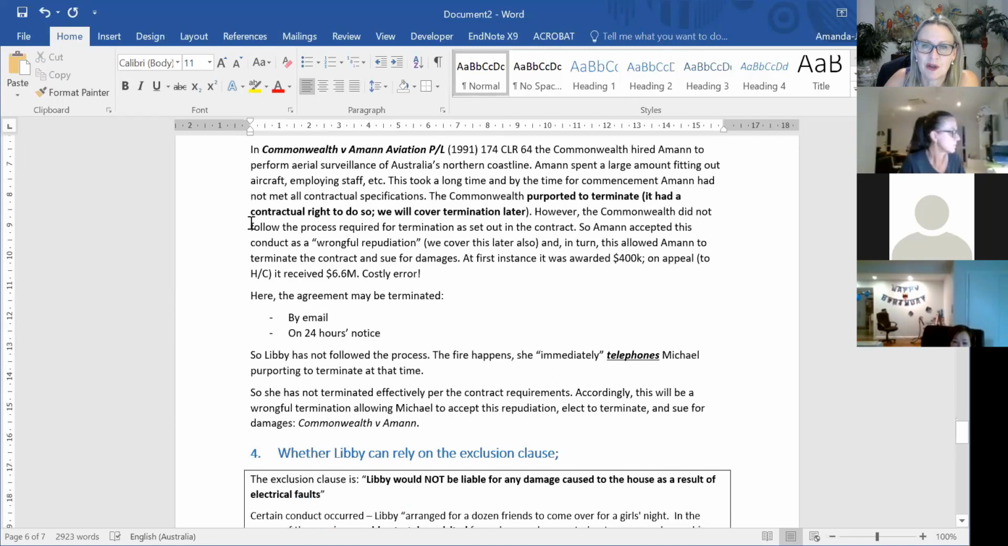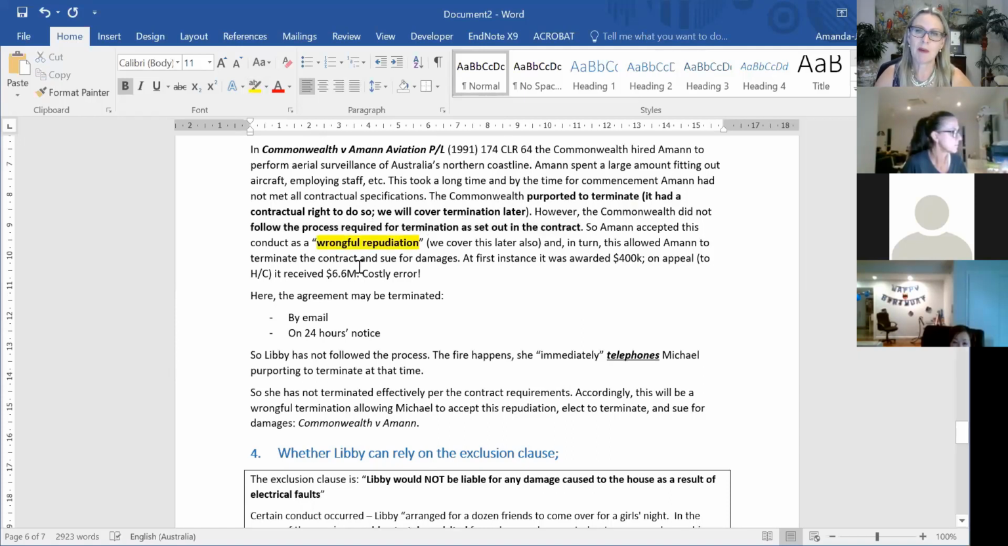But it didn't follow the process. They had shown that there was this whole show cause process that had to be done. So where you terminate without good grounds to do so, and we will, in Contract B, we cover this in a lot of depth, and this is usually what my end of term exam question is on for Contract B. It has something to do with termination, usually. The Commonwealth didn't follow that process, so the man could accept that wrongful termination as a repudiation.